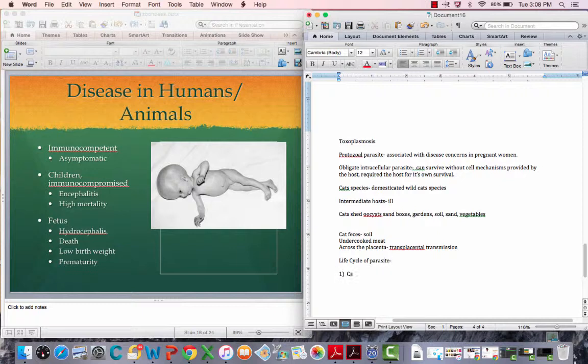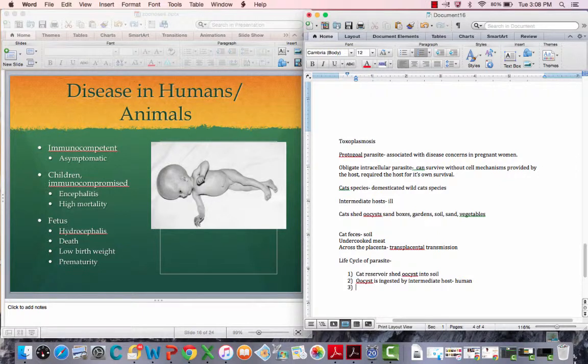First you have a cat reservoir, and it sheds the oocyst into, let's just say, soil. Then the oocyst is ingested by an intermediate host, in this case, let's say a human. Now, where you get a branch point here is what happens depending upon how immunocompetent the host happens to be.